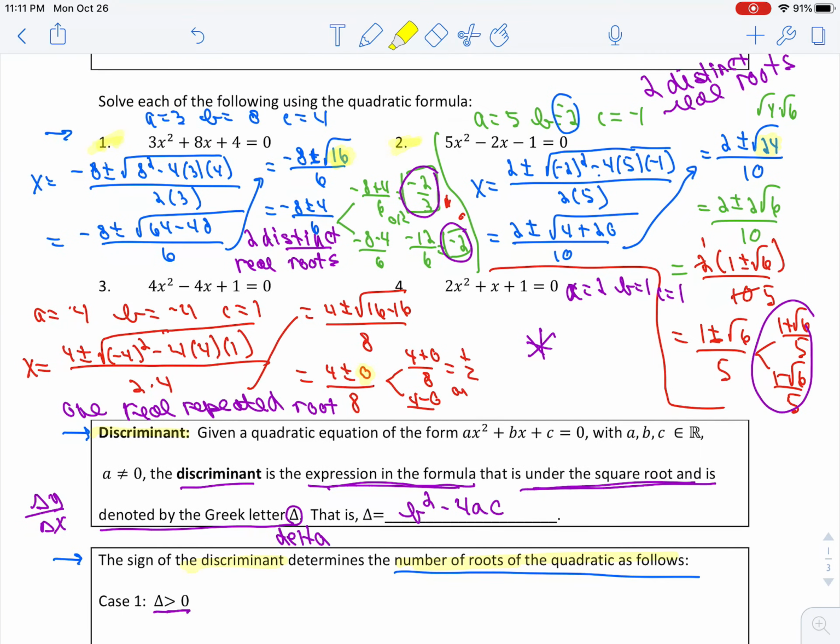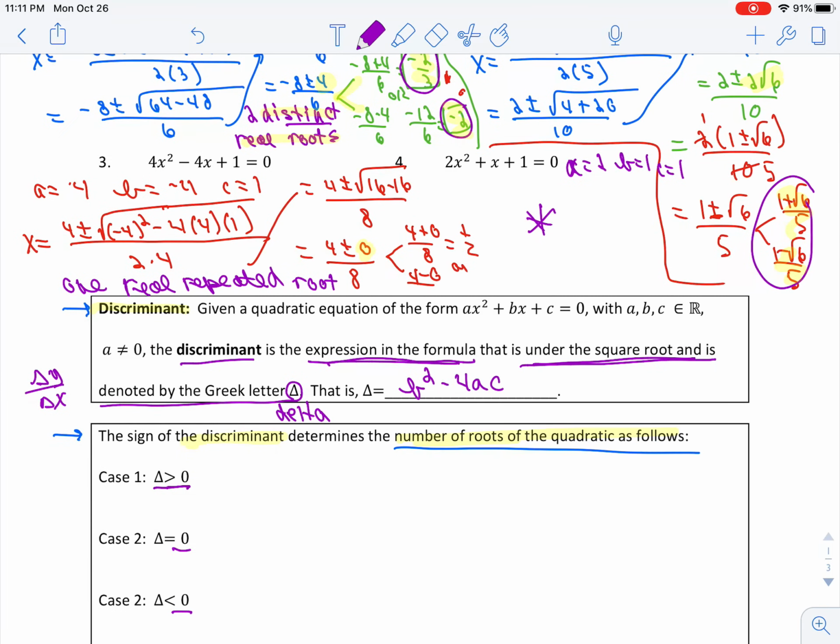So notice that for both of these, problems 1 and 2, where the discriminant was positive, we're taking the square root of a positive number, which is perfectly fine. In this one, it turned out this was a perfect square, and so we just got the number 4. Here, this was not a perfect square, but because it was the square root of a positive, it was a real number, and we were able to simplify it. But in both cases, notice that we ended up with two distinct real roots. We saw it branching off and giving us two different solutions.